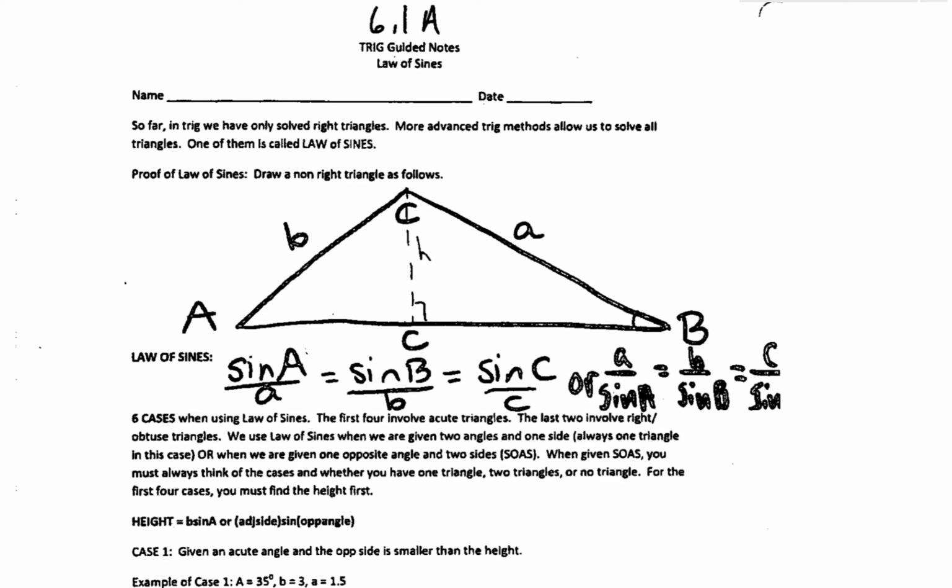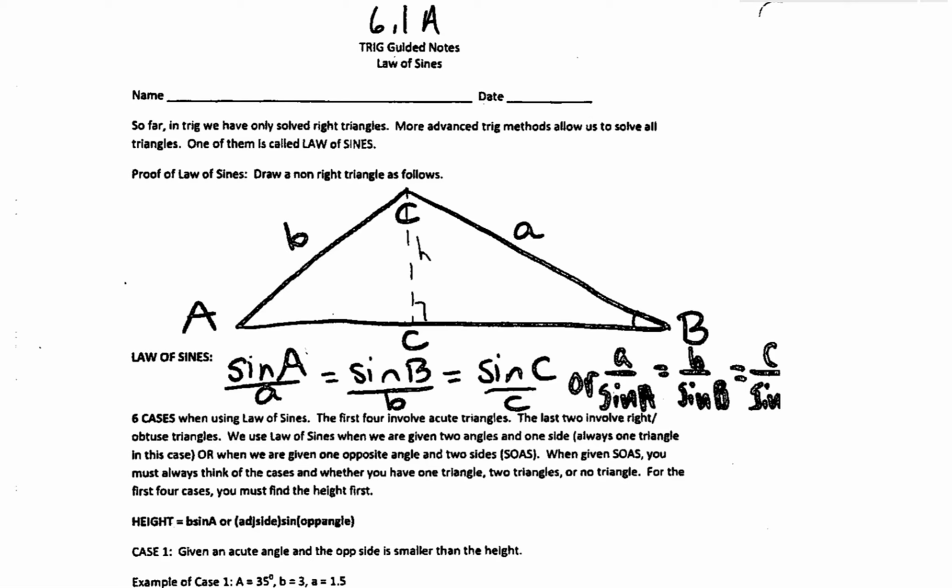For the proof of our Law of Sines, draw a non-right triangle as follows. The Law of Sines told us that the sine of angle A divided by the length of A is equal to the sine of angle B divided by the length of B, or the sine of angle C divided by the length of C.